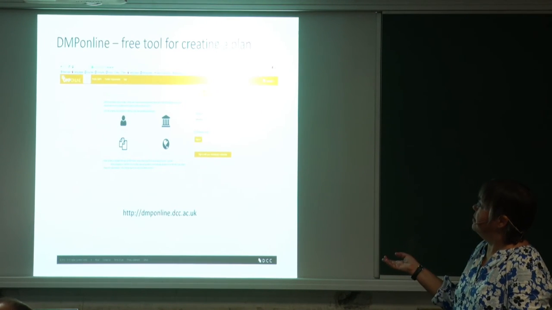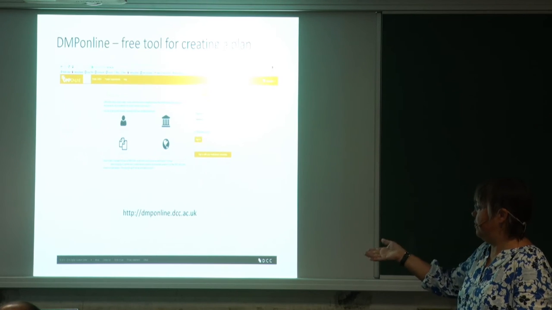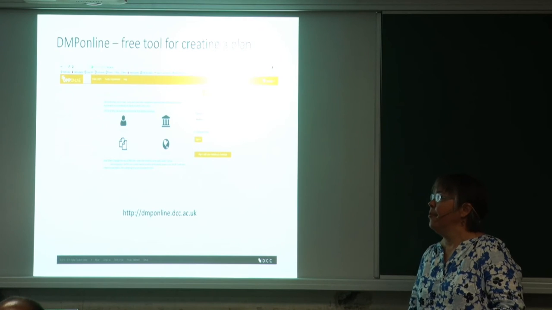So DMP Online is a free tool that anyone in the world can use. It's the DCC, the Digital Curation Centre, which happens to be based in Edinburgh.